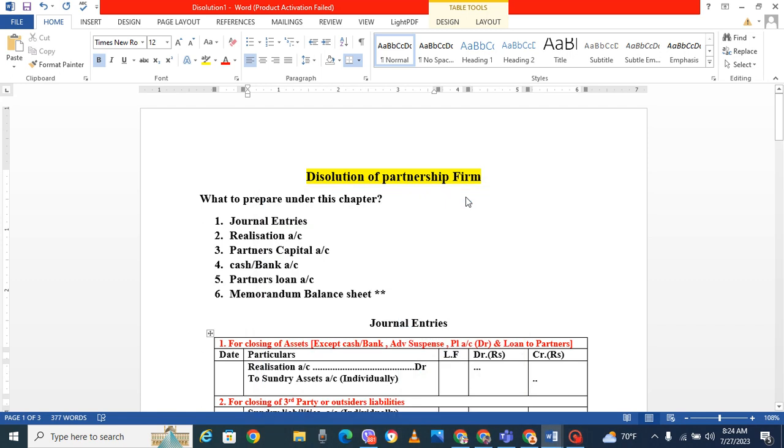In today's section, we are going to discuss the dissolution of a partnership firm. So let's see what things we have to prepare under this chapter, especially. Sometimes we have to pass journal entries, and we have to prepare the realization account, partners' capital account, cash or bank account, partner's loan account, and even sometimes we might have to prepare the memorandum balance sheet as well. So let's see what sorts of journal entries we need to pass over here.